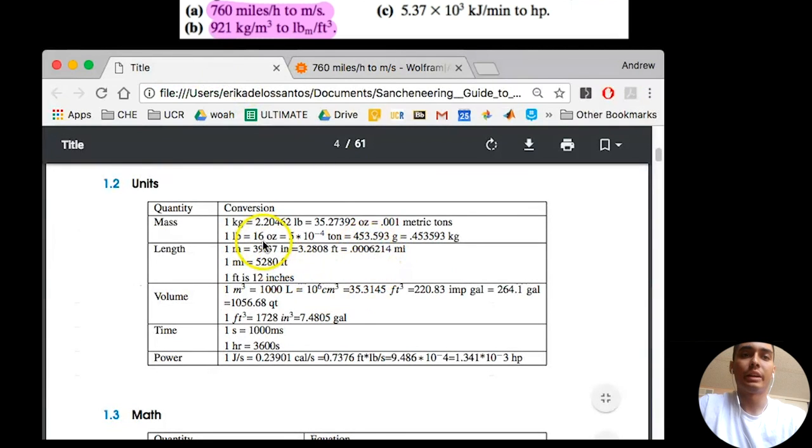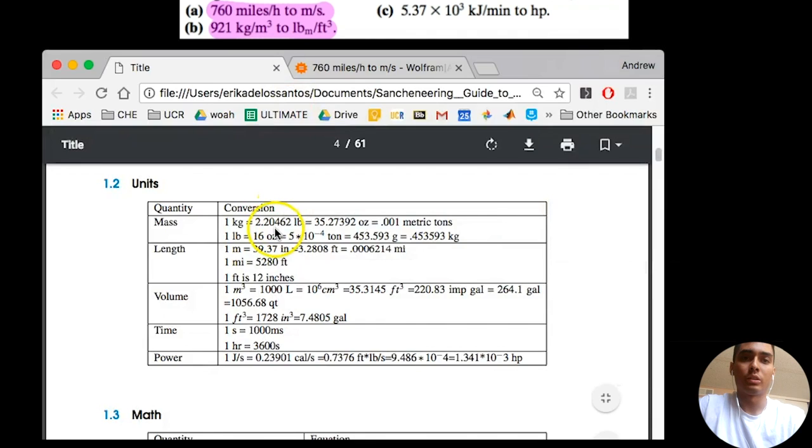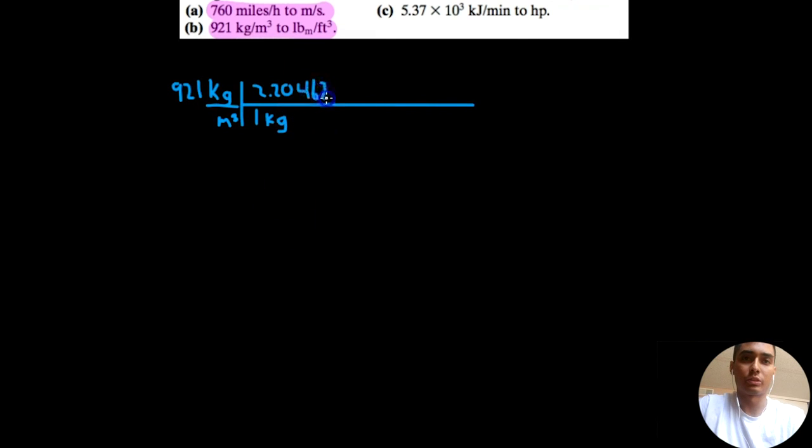So we go over here, and we see the mass. 1 kilogram is 2.2 pounds. So 1 kilogram is 2.20462 pounds. Cancel out kilograms, and we do have pounds. So pounds is good. And now let's convert meters cubed.